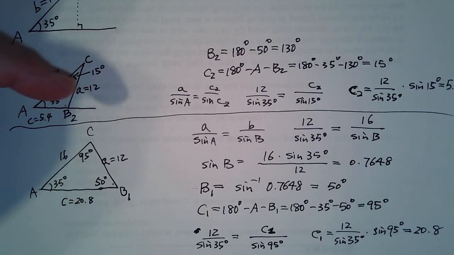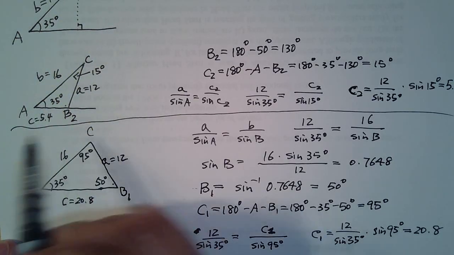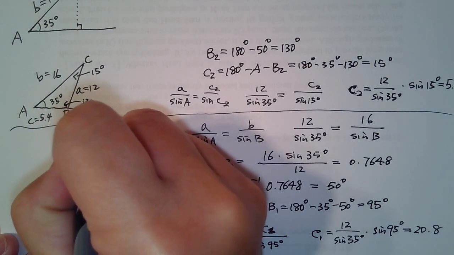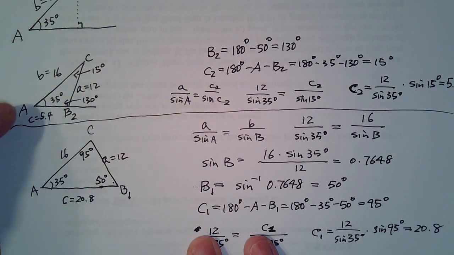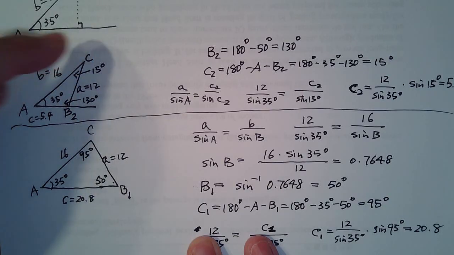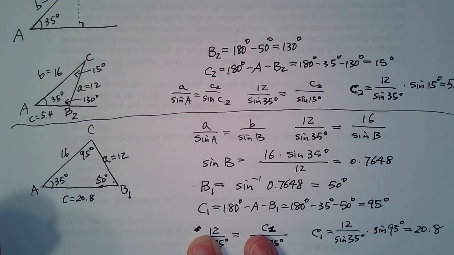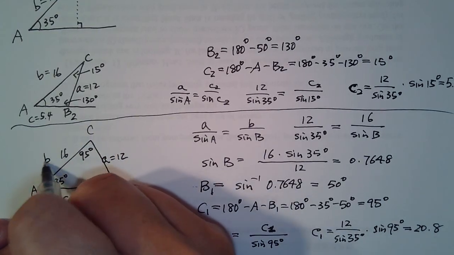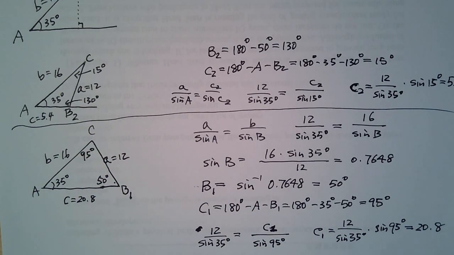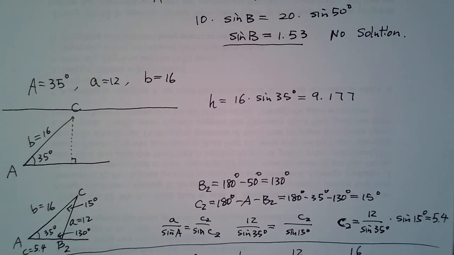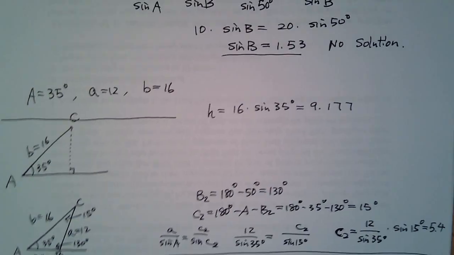You have side A, side B, angle A, angle B. Here is 130 degrees. Angle A, angle B, angle C, side A, side B, side C. So for this given situation, you actually have two solutions. So that is the law of sine. I think once you know this, you're pretty good about that.